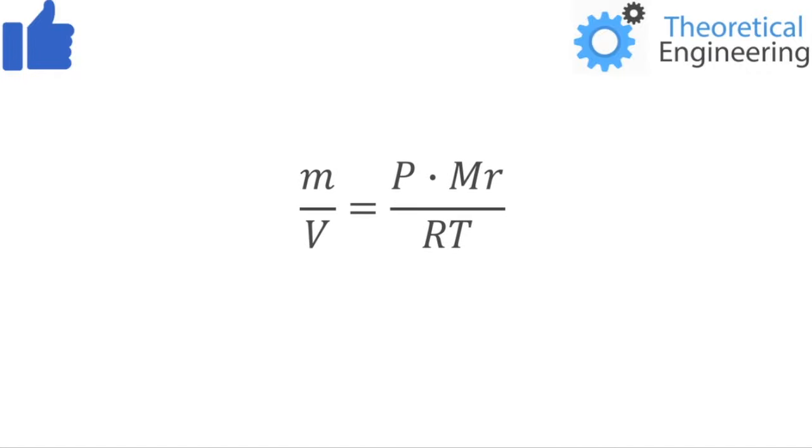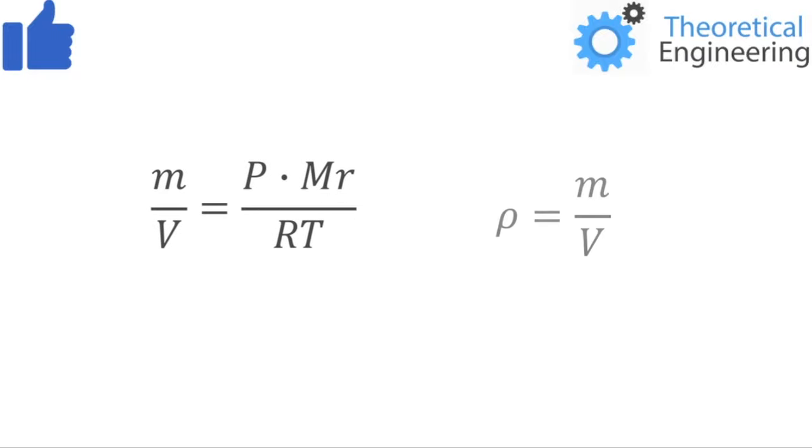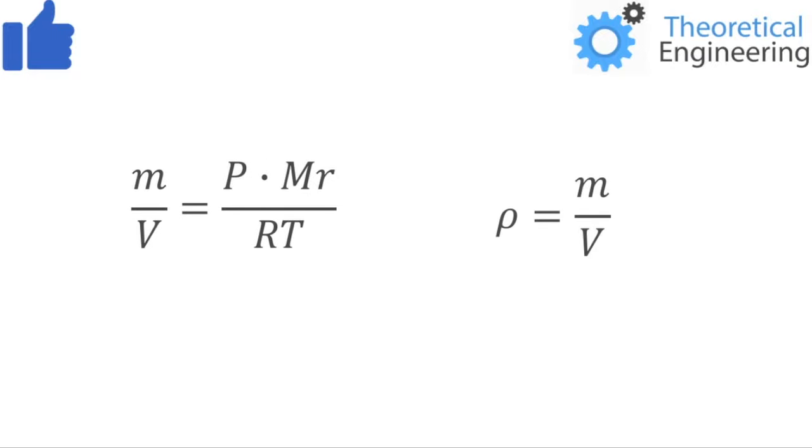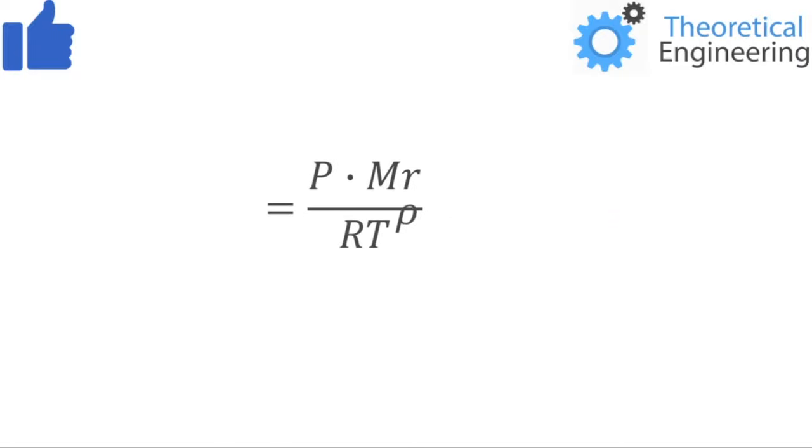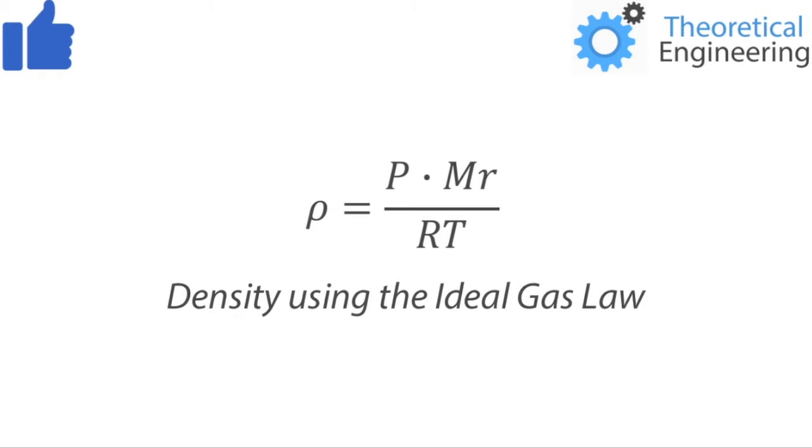Now we have m over V equals P times molecular weight over R times T. The definition of density is mass divided by volume, and therefore we can substitute the left-hand side of our equation for density. Thus, the density of an ideal gas is pressure times molecular weight divided by the ideal gas constant times temperature.